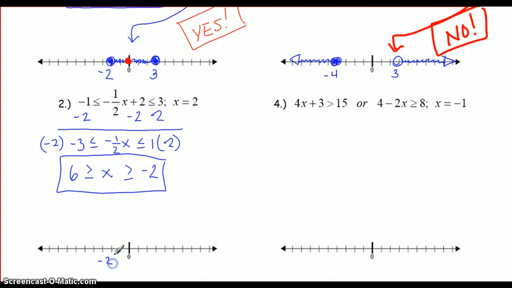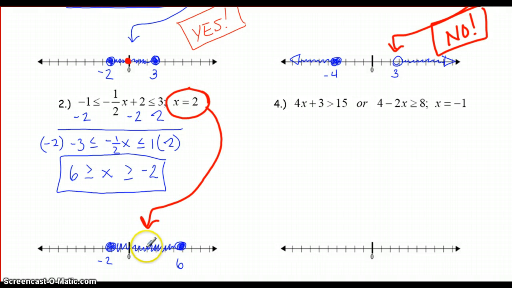So we have negative 2, with a closed dot. At 6, we have a closed dot. And we're going to show that our solution region is in between. And now we're going to take a look and see if x equals 2 falls on our graph. And it sure does. So can x equal 2 be a solution? It sure can. So we can say yes.